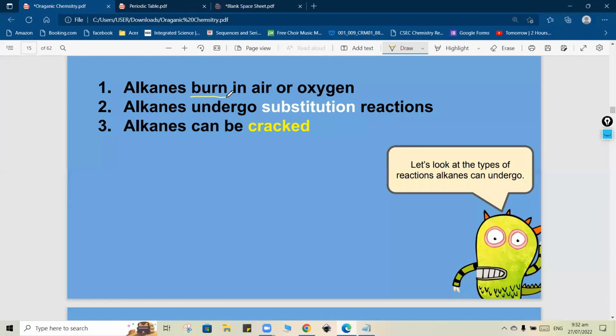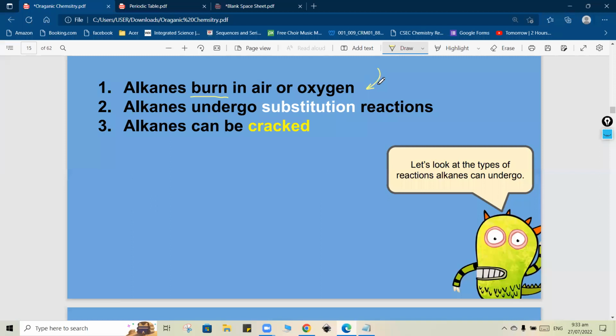Do you know where you can find alkenes in your house? Anybody want to take a guess? Where can we find alkenes in your house? And some of you got it right off. You can actually find alkenes by your stove. You see those gas tanks? They are filled with alkenes.